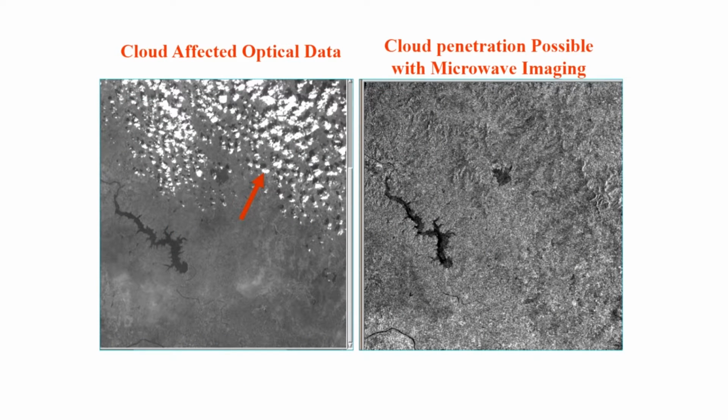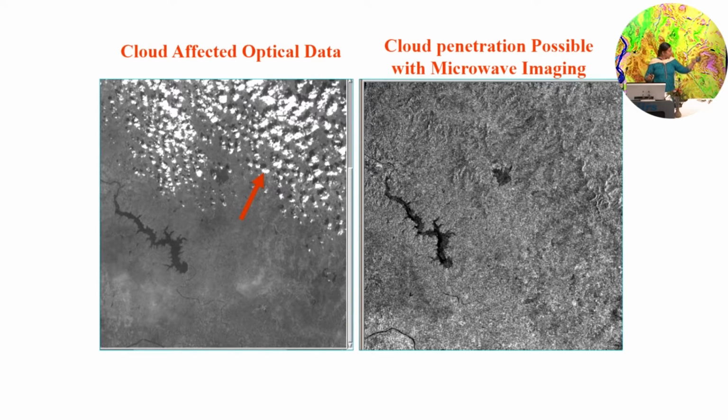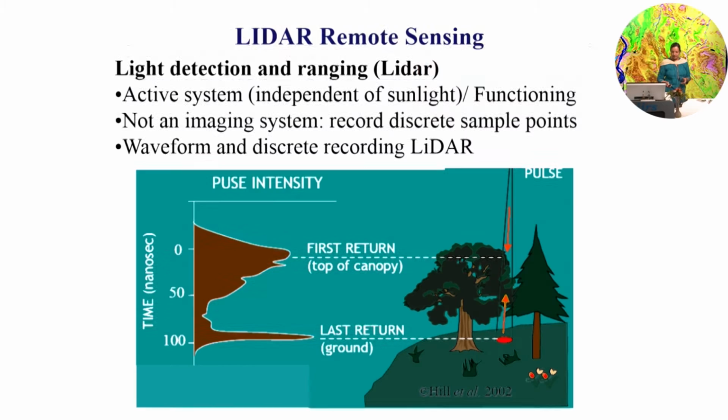This is an example of the same image, same area, acquired on the same day. In optical there are clouds; in microwave it can penetrate the cloud and give you a clear picture. So in seasons like the monsoon, microwave gives you information. Another very useful sensor for vegetation applications is LiDAR, which is light detection and ranging.